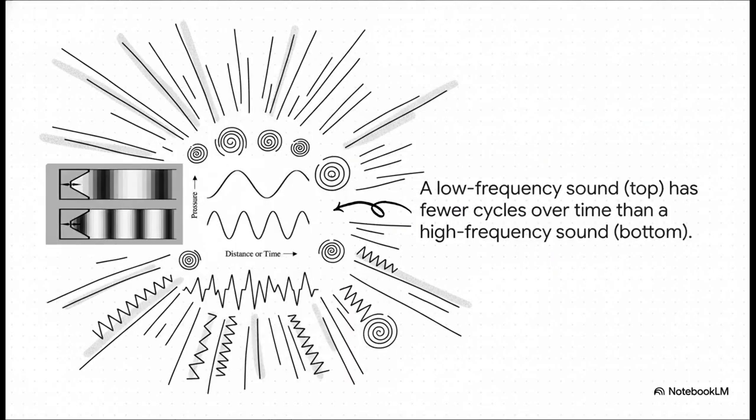Makes sense, right? And this picture? Yeah, it lays it all out perfectly. The sound on top has a really low frequency. You can see how the wave is all stretched out, with way fewer cycles packed into the same amount of space. But the one below it? That's high frequency. It's all compressed with tons of cycles happening one after another.